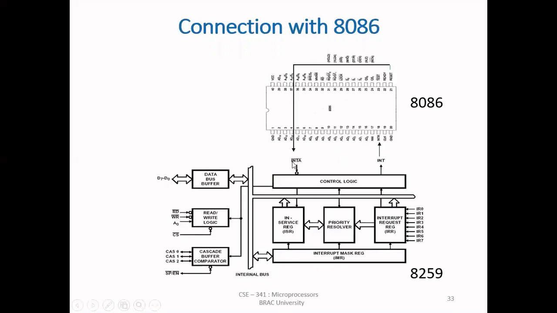The INTA input of the 8259A is connected to the INTA output of the 8086. You know, there will be 2 pulses. The 8259A uses the first INTA pulse from the 8086 to do some activities that depend on the mode in which it is programmed. When it receives the second interrupt acknowledgement pulse from the 8086, the 8259A outputs an interrupt type on the 8-bit data bus. Okay, the interrupt type I will describe later.